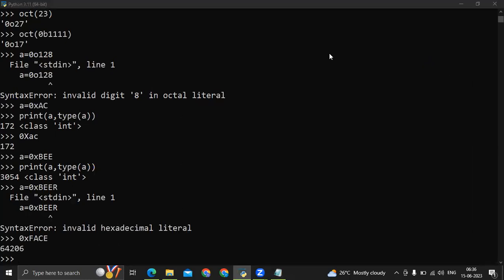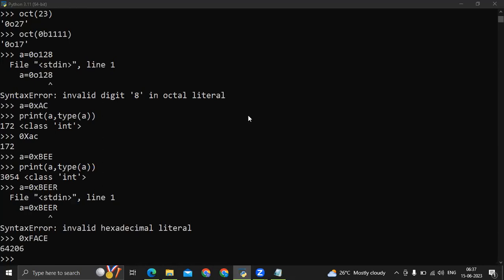Okay, students. Now let's go ahead. Now let's talk about the float type. The second fundamental category data type is float. We discussed the int data type. Now let's go ahead with float.